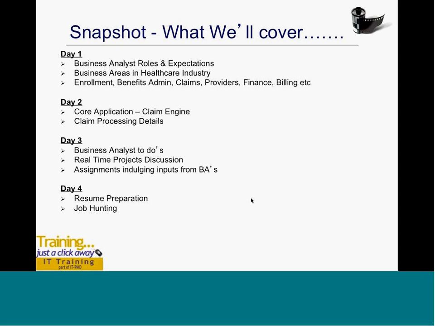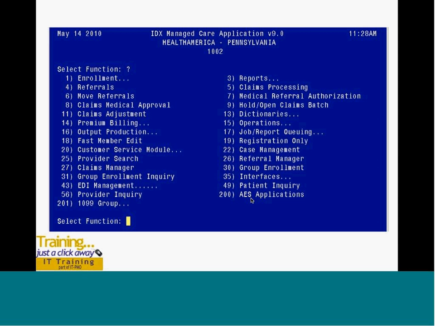We dig deep on the second day and go into the claim engine and the claim processing details. Then we talk about the BA and the real-time project. So day 1 we talk about BA, day 2 we talk about the domain, which is healthcare. We combine the both. Online in other companies, you're going to find basic BA training. It has to be domain specific. You cannot just walk into an interview with basic BA training. Then there is resume preparation and job hunting, and we'll dig deep into this.